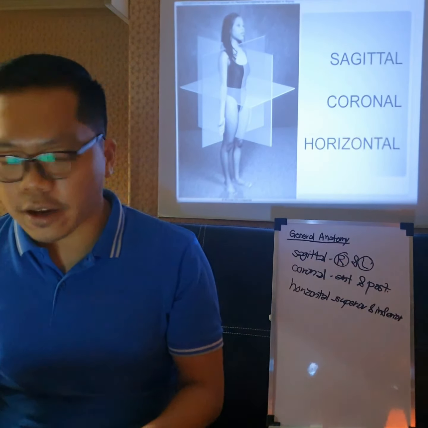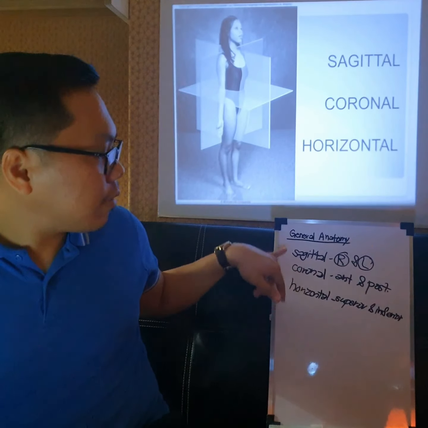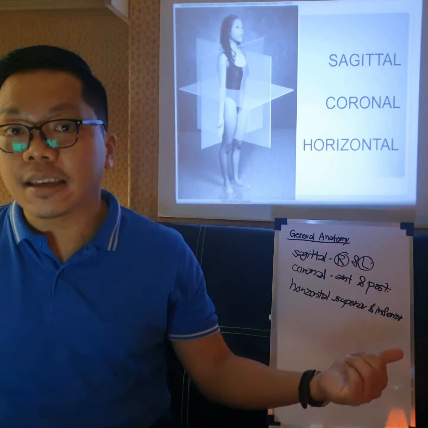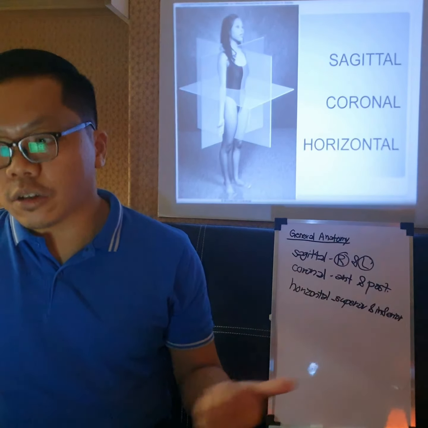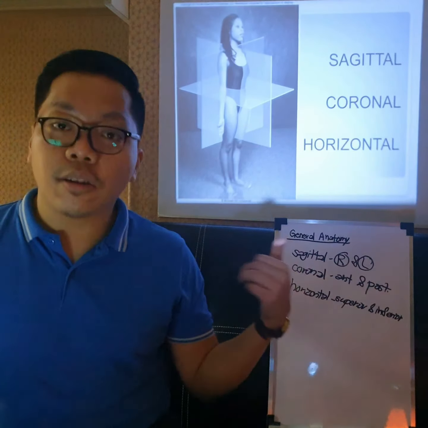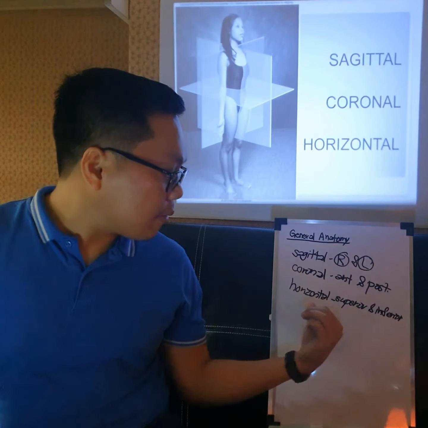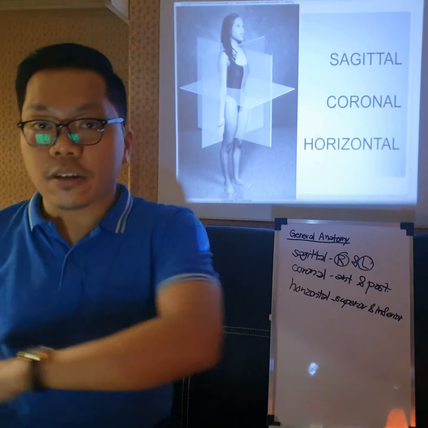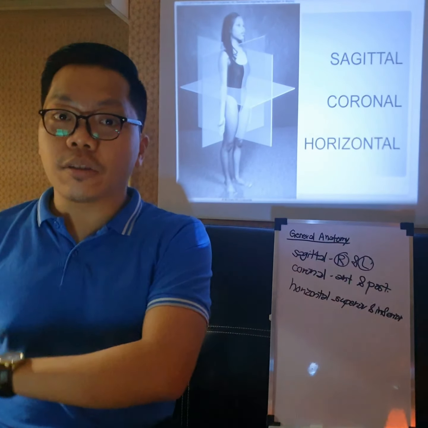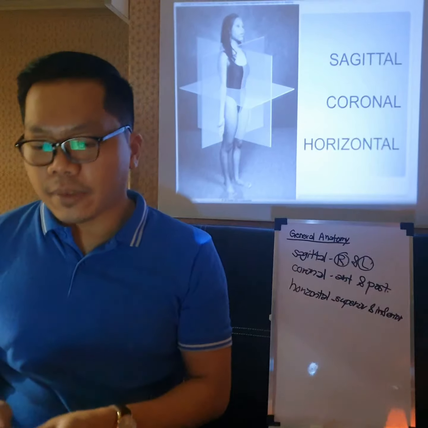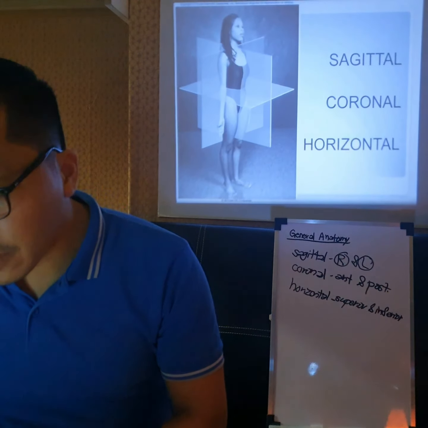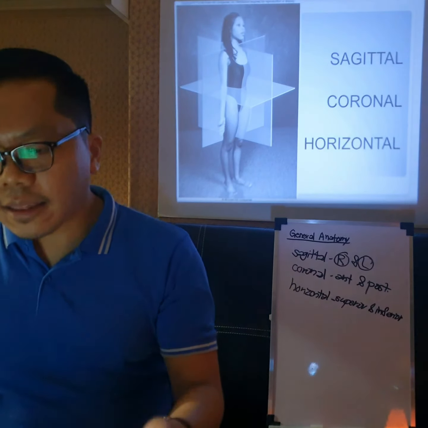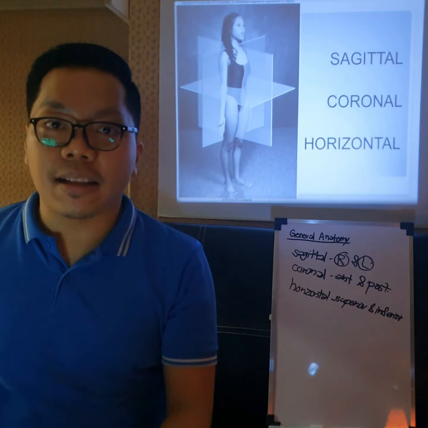Okay? So again, we have three planes: sagittal, coronal, horizontal. Sagittal divides the body into right and left halves. The coronal divides the body into anterior and posterior halves. And we have horizontal, which divides the body into superior and inferior halves. Horizontal nga naman, di ba? Horizon. How about if tanungin ka, what divides the body into right and left equal halves?